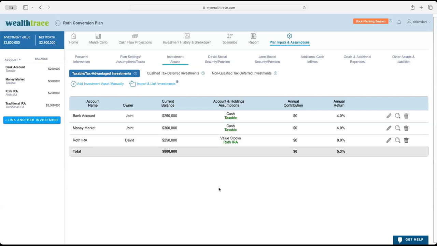They have $250,000 in a joint bank account and $300,000 in a money market account. This couple has enough savings in their taxable account to pay for the Roth conversion, which is what we want, since we don't want them using their traditional IRAs or existing Roth IRA to pay for the taxes.